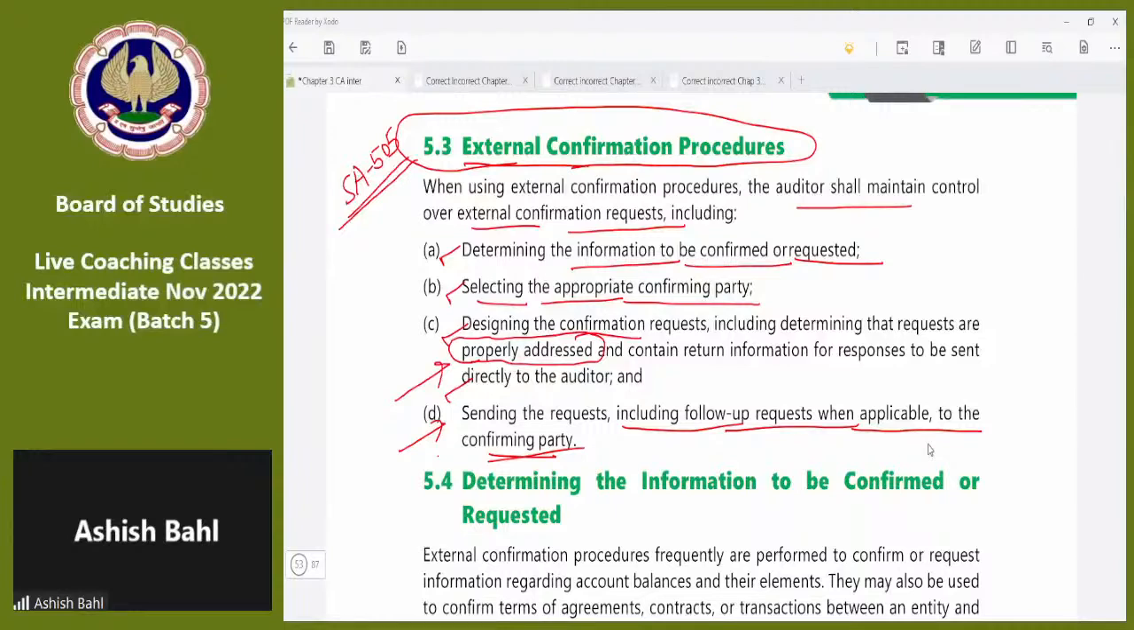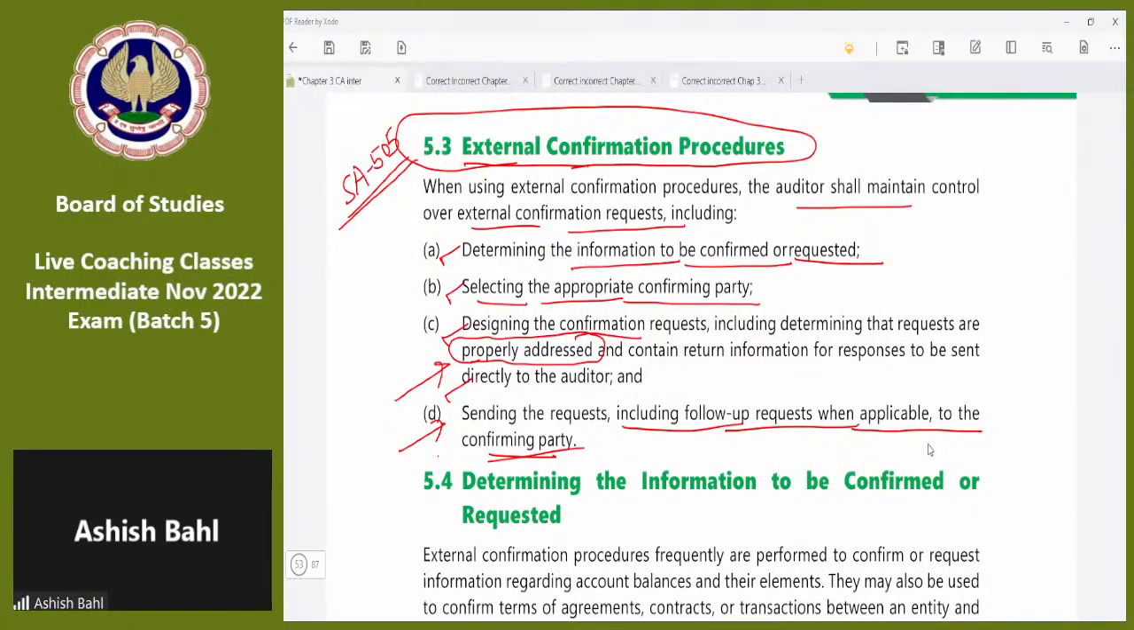So these are the four things, students, you have to remember while designing external confirmation procedure. What are the four important things? What is the information to be confirmed? Selecting the appropriate party, designing the request, proper addressing of the request. And fourth is sending the request and including follow-up.